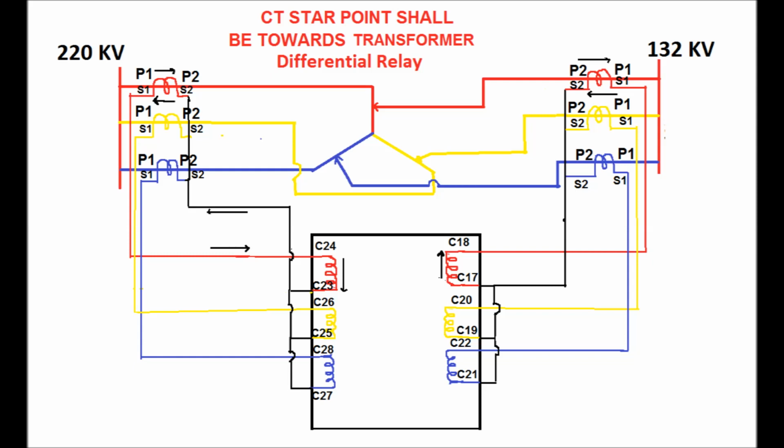In order to provide this, the CT star point is towards the protective object. Here the protected object is the transformer. In order to do that, in the HV side, the S2 terminals of all the CT secondaries are connected together in order to form the star point. Again in the LV side, the S2 terminals of all the CT secondaries are connected together in order to form the star point of the CT secondary. So this is how the differential relay connection is done. Again in the relay, the connection should be with proper polarity.